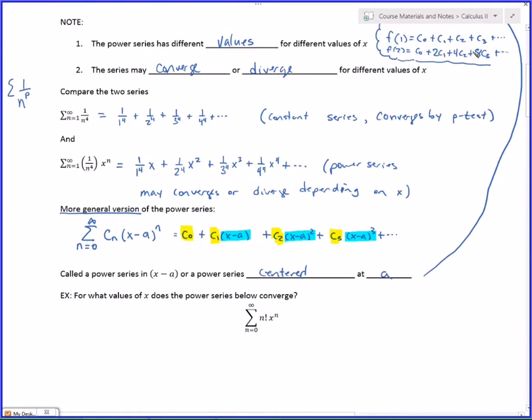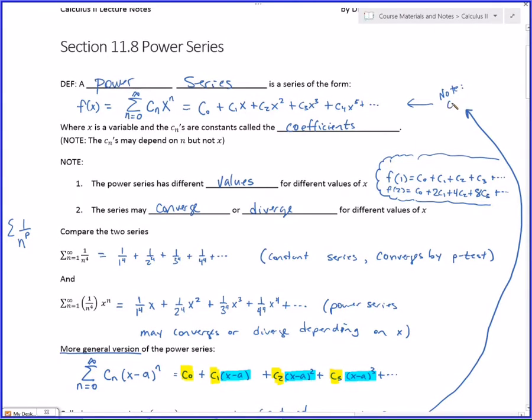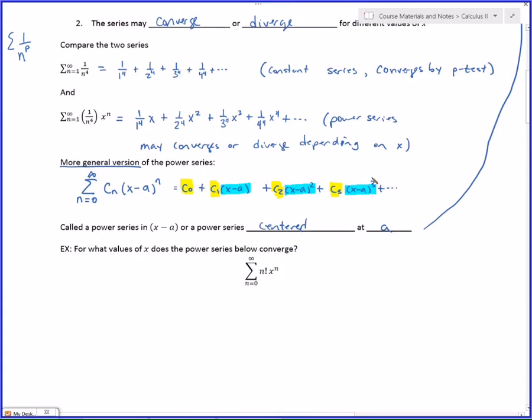This one is centered at 0, right? Because x minus 0 is just x, right? You could think of this as C0 plus C1 times (x minus 0) plus C2 times (x minus 0) squared plus and so on, right? That's the same terms there. So this is now just, like I said, a more general version of it.